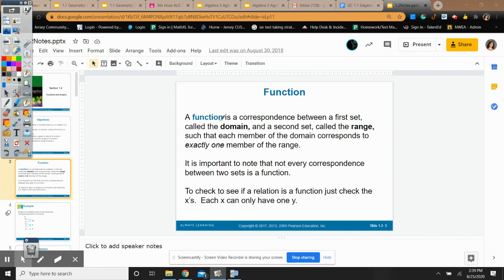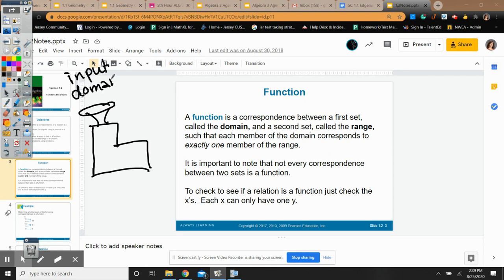Basically, a function is a correspondence, some sort of rule, like something happens. I call it a machine a lot, okay? It takes things in, and we call those our input or our domain. A lot of times that's our x values, and it does something to it. And then whenever it does, it shoots something out. What it shoots out is what we call the range or the output, and a lot of times that's what we call our y values.